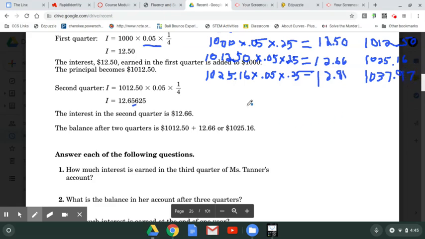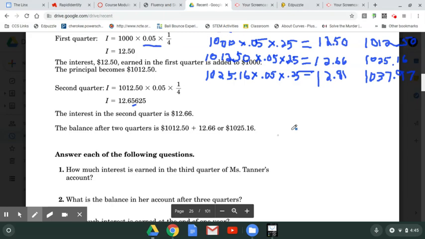Okay. And now we're going to do the next one. What is the balance in our account after 3 quarters? Well, we just did that right there. They said, how much interest is earned in the third quarter? Well, 12.81. So you remember in the first quarter it was 12.50. Now the interest on the interest added to it was 31 more cents. And the account afterwards is this much.